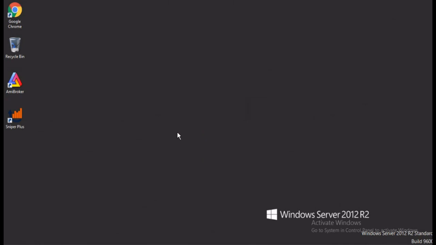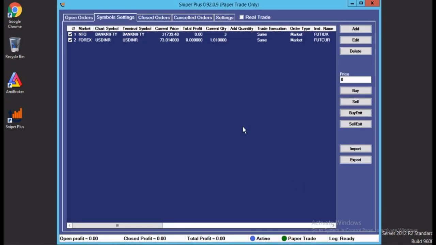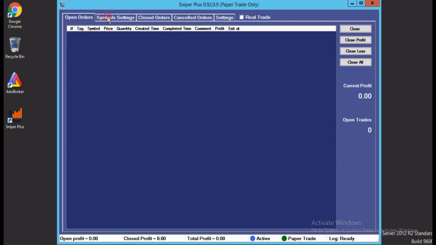And today I'm going to explain to you about the advanced features of Sniper Plus, which includes dynamic position sizing. So without wasting our time, let's begin the session.